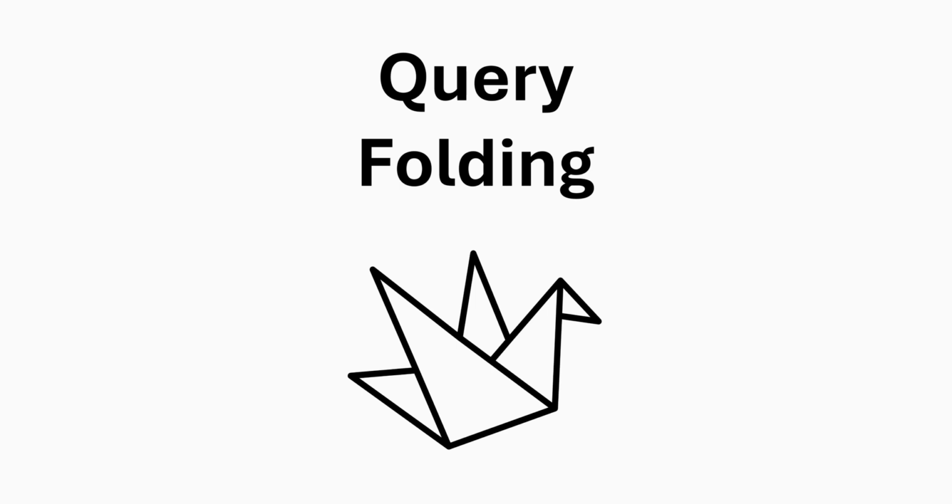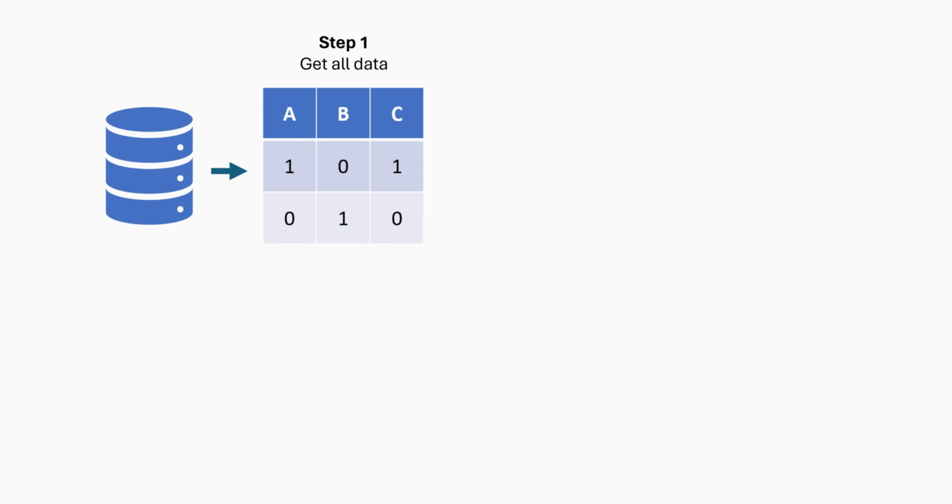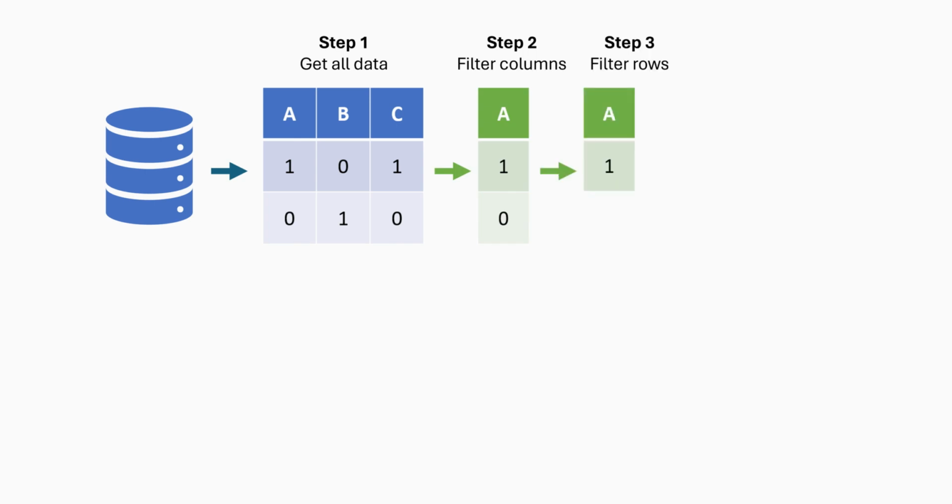Query folding is Power BI's way of optimizing queries. Say, for example, we've created a query that has a few steps which might involve loading a table into Power BI from a database, then filtering the columns because we only want column A, and then also filtering the rows because we only want entries equal to 1.